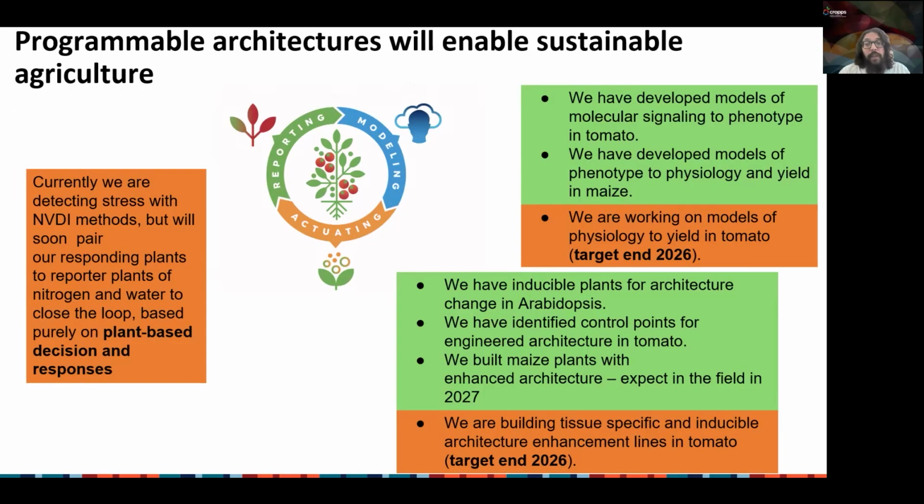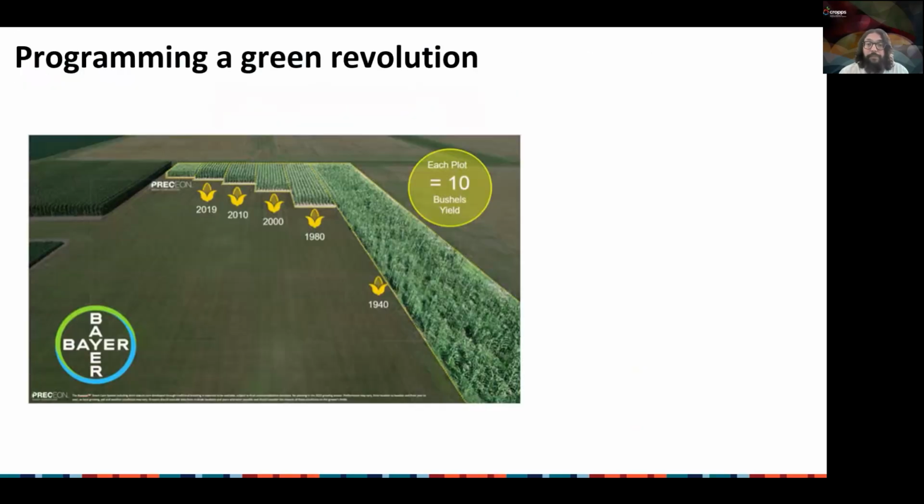So to quickly summarize the progress that Tony and I just covered, we have identified key control genes for architectural improvements in tomato and maize. We've developed models to connect molecular signaling to physiology and physiology to yield, and we have developed agrochemical inducible control systems. We're now working to integrate these models across scales, to couple the inducible control systems with architectural control genes in tomato and in maize, and to perform proof of concept closed-loop control of architecture in Arabidopsis.